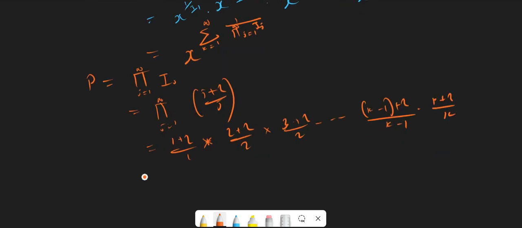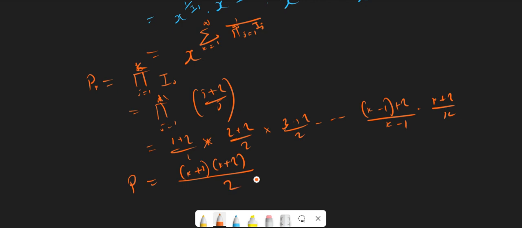So the product p would be equal to k plus 1. It's not infinite, it's p sub k. The k product is not infinite. The k product will be k plus 1 times k plus 2, all divided by 2.